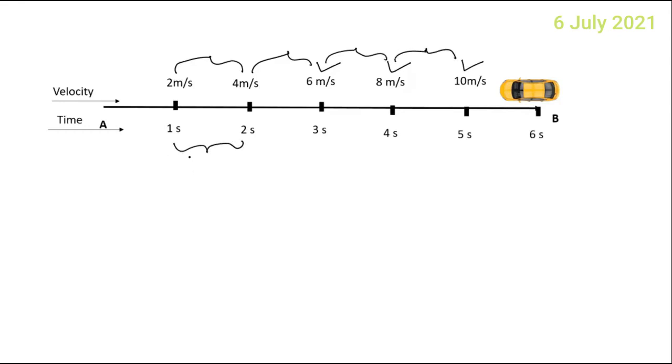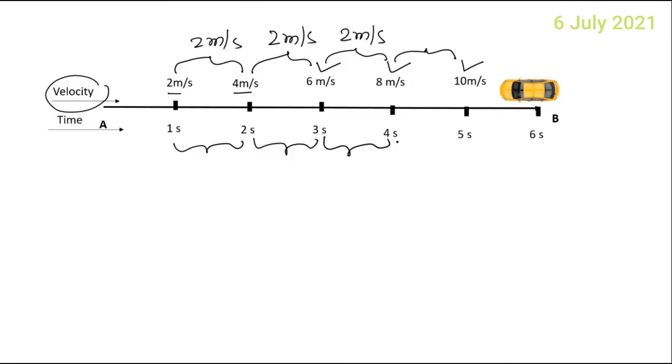For this particular time interval, how much is the change in velocity? 4 minus 2, that is 2 meter per second. Change in velocity. Now how much is the change in velocity between 2 second and 3 second? 2 meter per second. And then 3 second and 4 second, 2 meter per second. 4 second and 5 second, 2 meter per second. And then so on. Right? So is there any acceleration here? Definitely there is an acceleration. Why is there an acceleration? Because there is change in velocity.